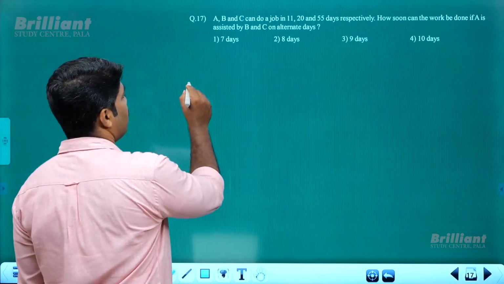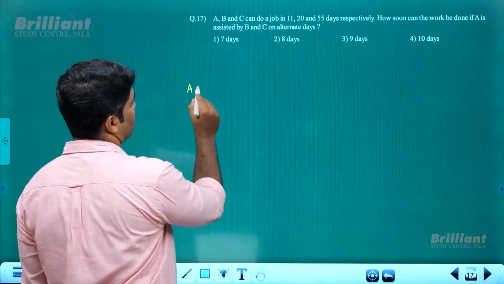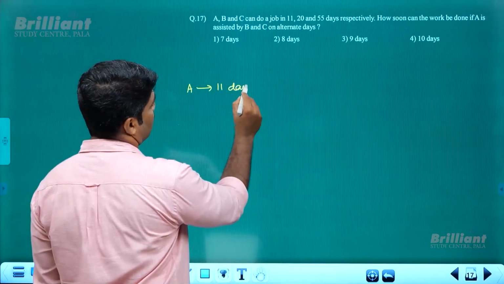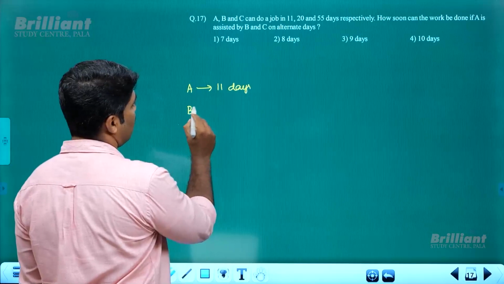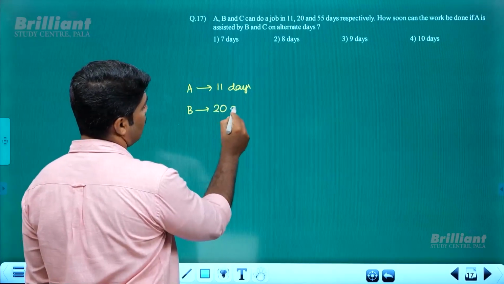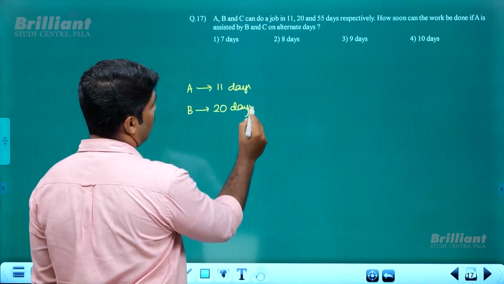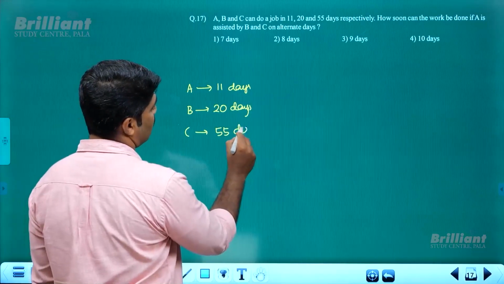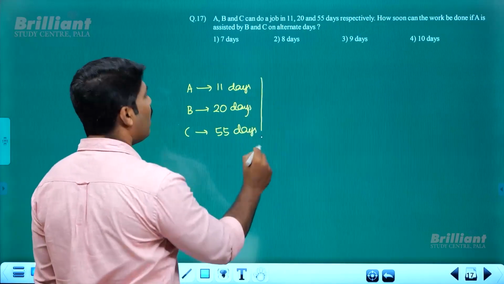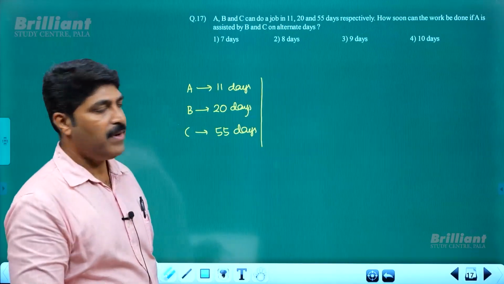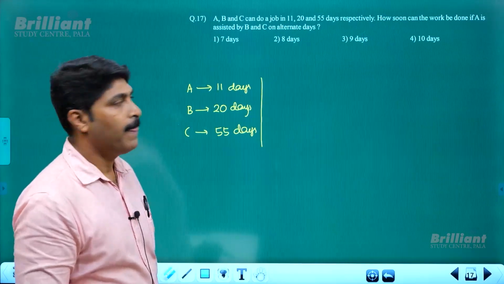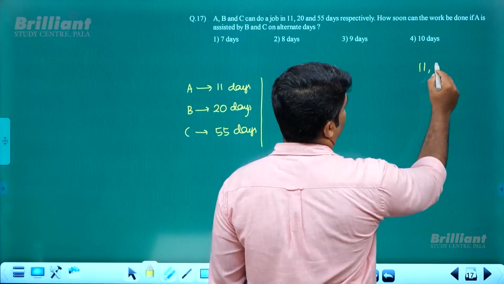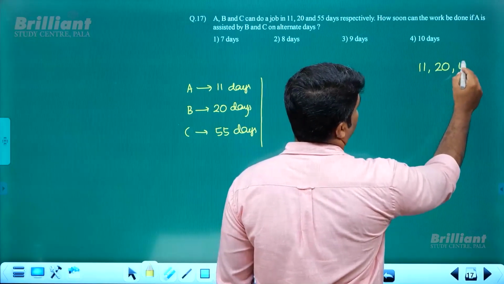First of all, you have to frame the situation like this. A, that is 11 days. B, 20 days. And C, that is 55 days. So you have to think about what the LCM of 11, 20, and 55 is. How to find the LCM here? LCM of 11, 20, and 55.